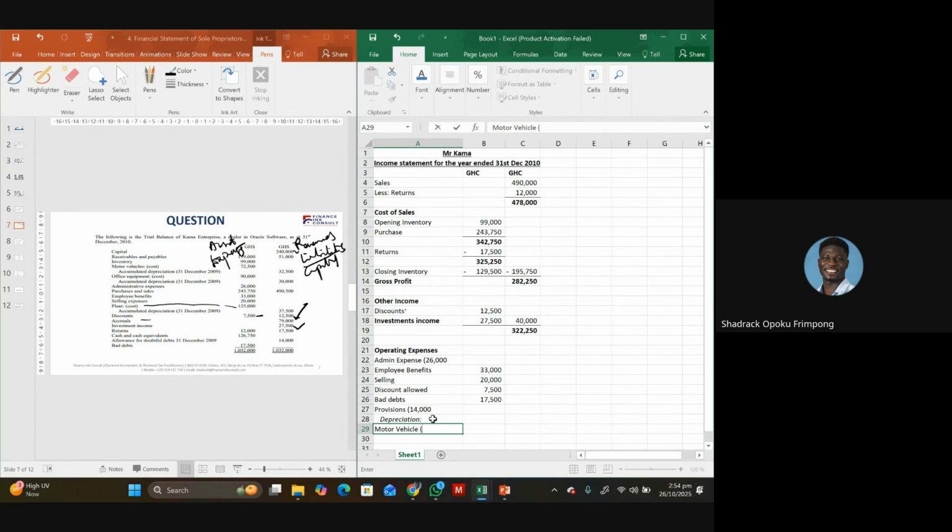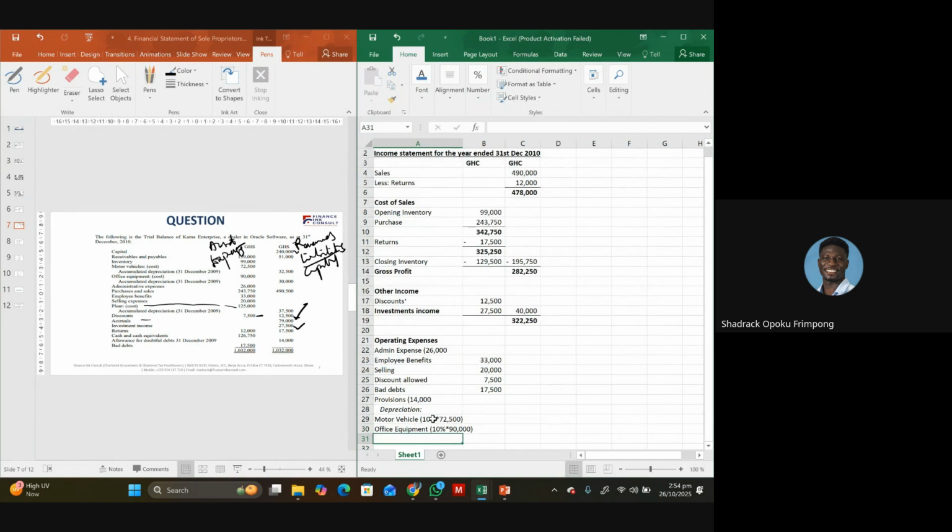I remember the additional information said 10% on cost. So that would be 72,500, the cost of motor vehicle in our trial balance. Then we have that of what? Office equipment. So that would also be the same 10% times the cost, which is 90,000.